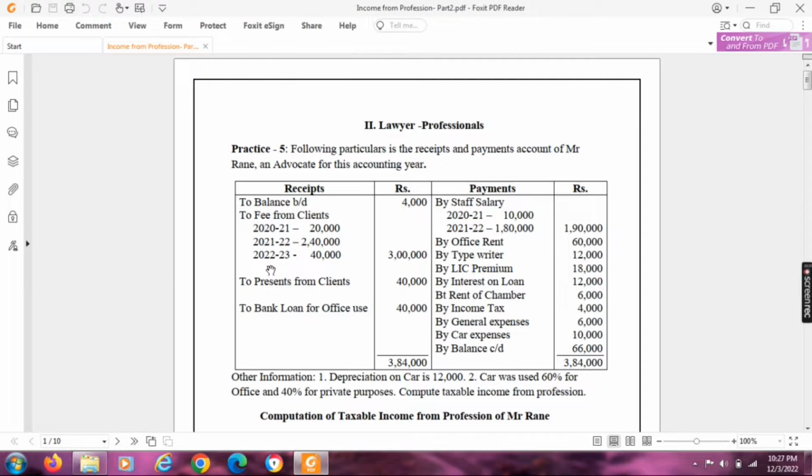Computation of income from profession of lawyer professionals. Let me see practice 5. The following particulars are the receipts and payments account of Mr. Rane, an advocate, for this accounting year.